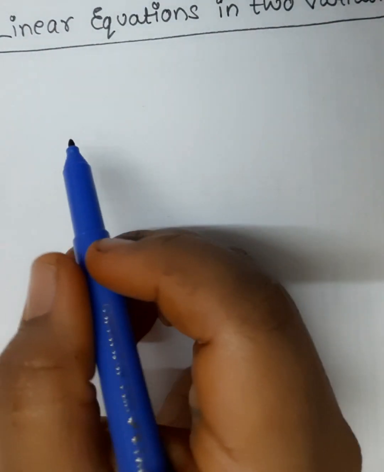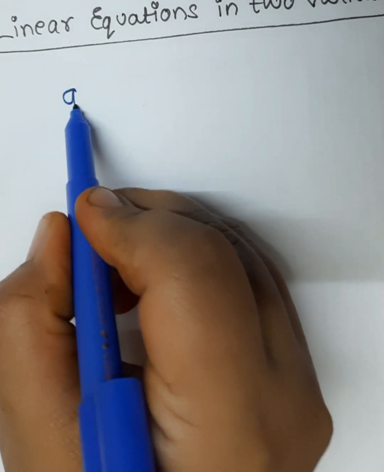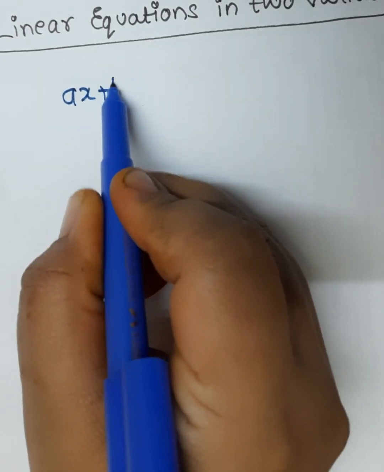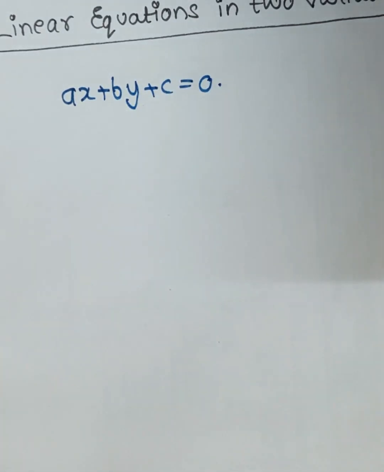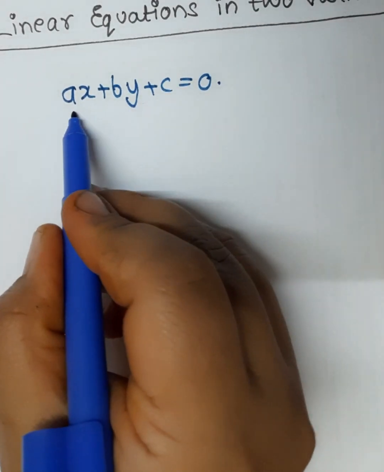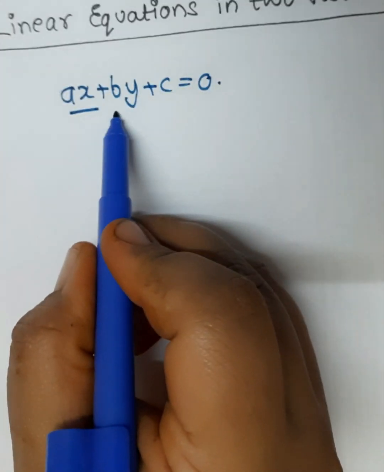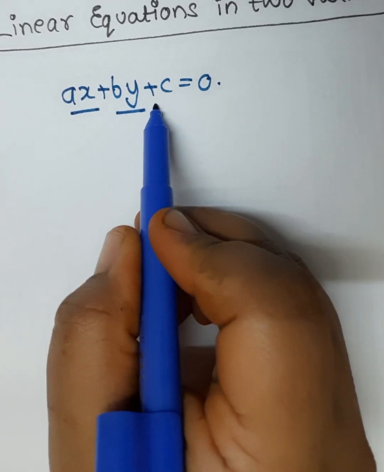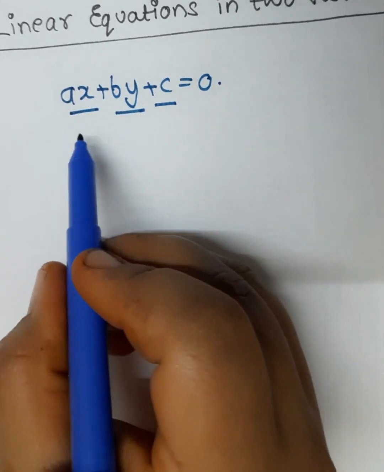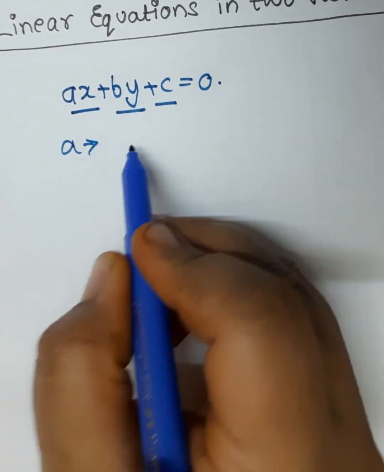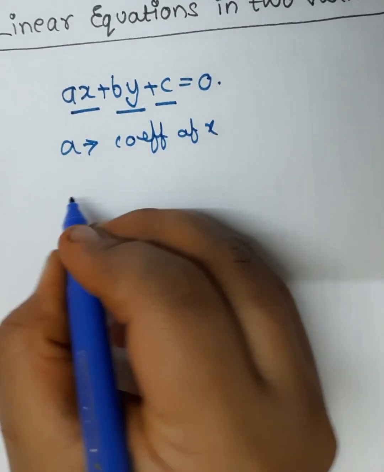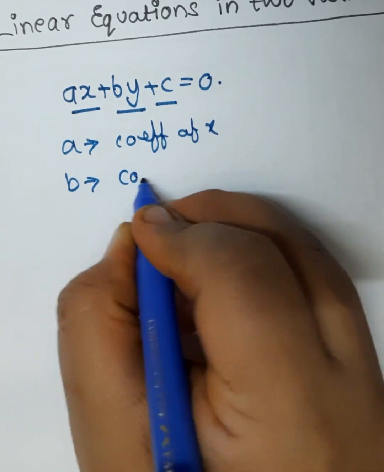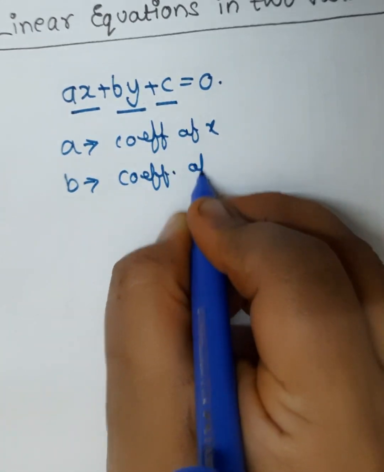The first type of question is finding the coefficients of the variables. The linear equation in two variables is written in the form ax plus by plus c is equal to 0. Here, the first variable is x, the second variable is y, and c is the constant. Here a is the coefficient of x, and b is the coefficient of y.